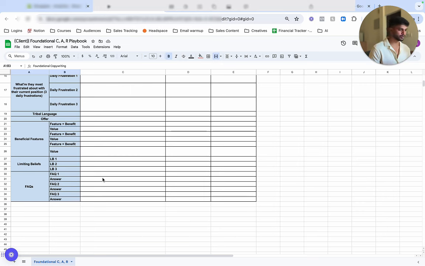So for the FAQs, what you can do is go to any of your competitor websites if you don't have enough reviews, and go through the reviews and see what people are saying about the product, what objections they're having, what the frequently asked questions are, and then you can address them in your creative and in your ads.